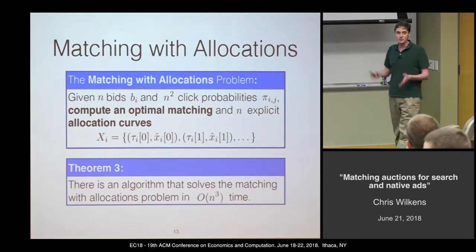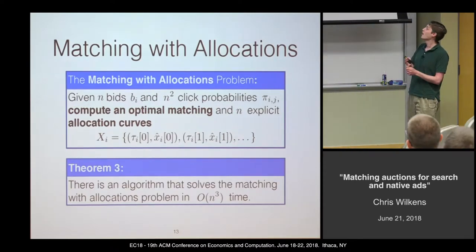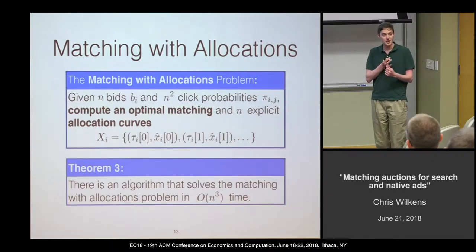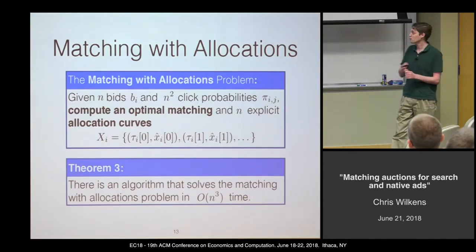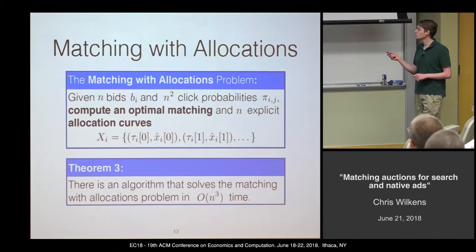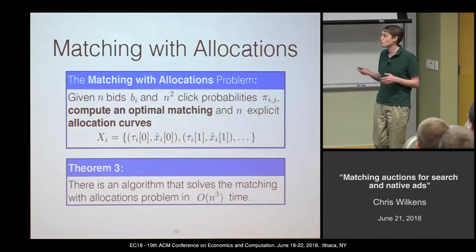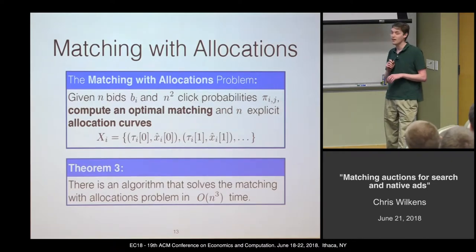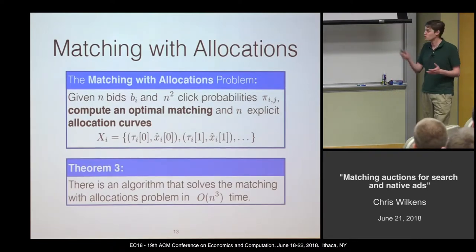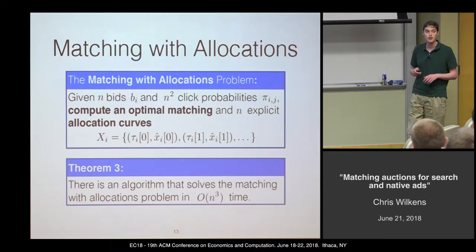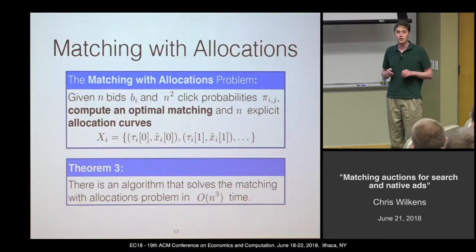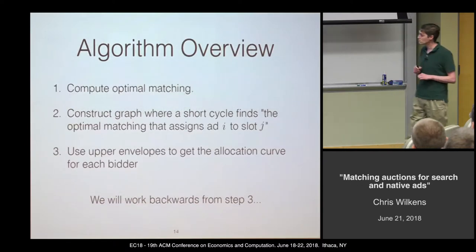So what am I going to give you? I'm going to give you n bids, and I'm going to give you n squared click probabilities. I'm going to ask you to compute the optimal matching and give me each of these allocation curves. And our main theorem says that you can do this in n cubed time, which is basically the same time required to run the Hungarian algorithm to compute that matching. So there isn't any asymptotic overhead required to run our auction in this way.